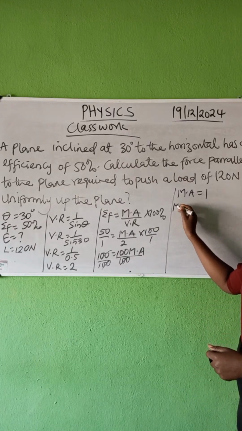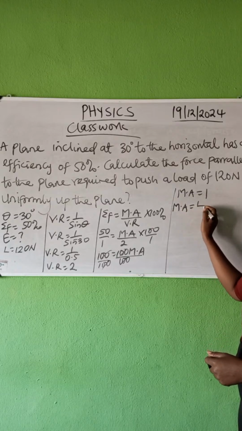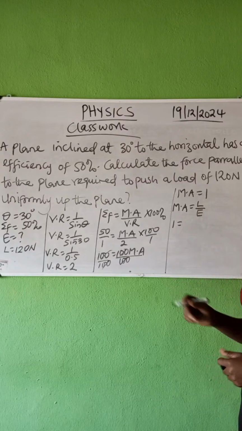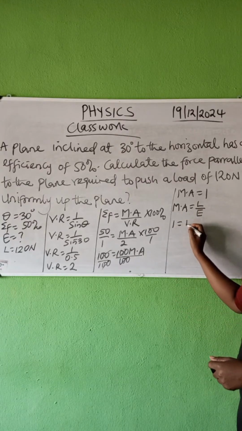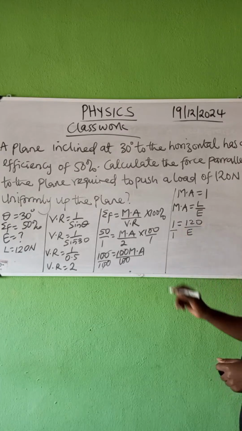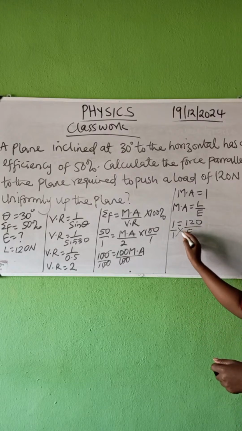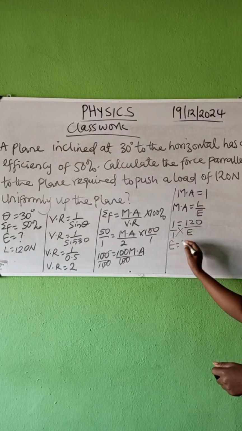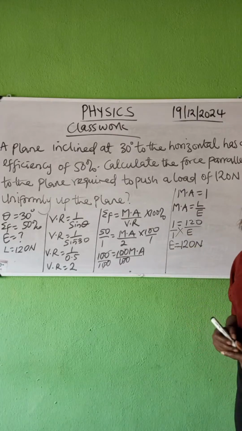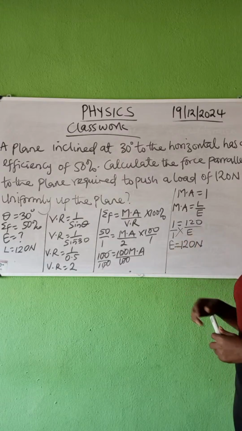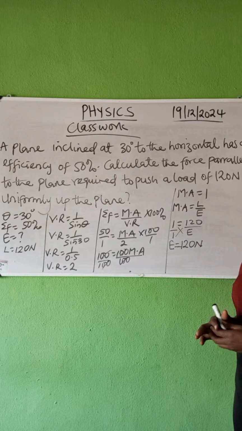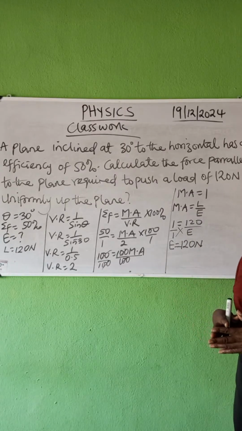Now remember that MA, which is mechanical advantage, is also equal to load over effort. That means 1 is equal to, what is my load? My load is 120 divided by E, which is the effort, right? I'll say this is over 1, cross multiply. That means the effort is equal to 120 Newton. Is that clear? Our effort is equal to 120 Newton. So that is the force parallel to the plane required to push the load uniformly up the plane.